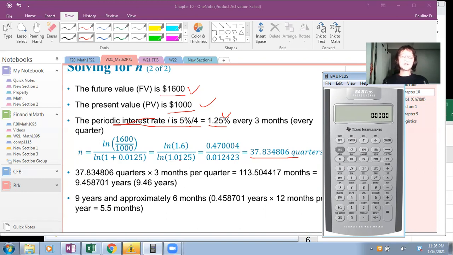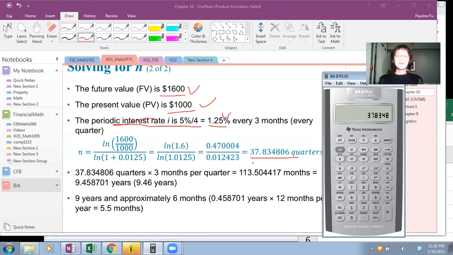1.0125, take ln. You get this number, and store this number in position two. Now you recall number one, divide by recall number two, equal. So this is the result, 37.83.